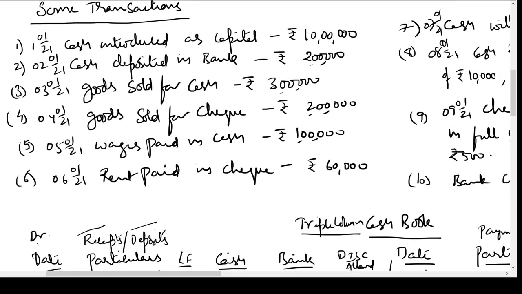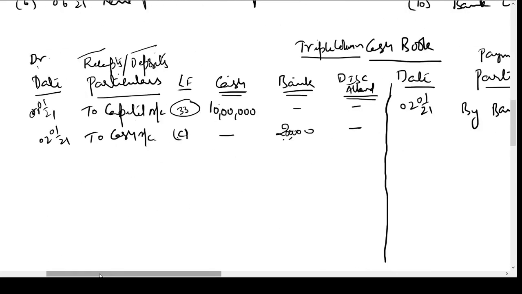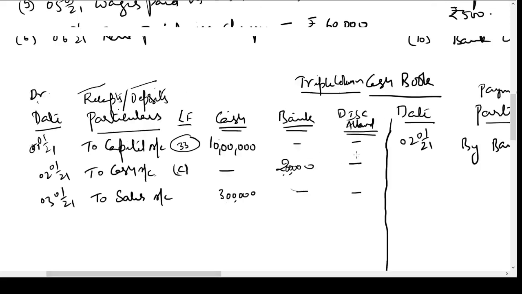Third transaction, 3rd January 21, goods sold for cash rupees 3 lakhs. We have sold goods for cash, that means we are receiving some cash, so it will automatically be recorded on the receipt side of the cash book. We are getting the money because of sales, so we'll write sales here on 3rd January 21 to sales account rupees 3 lakhs. We'll put a small dash here in the cash and discount columns.